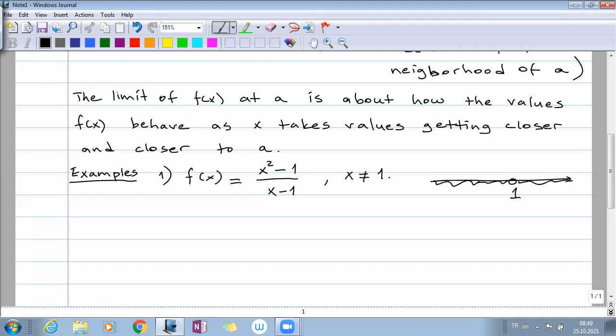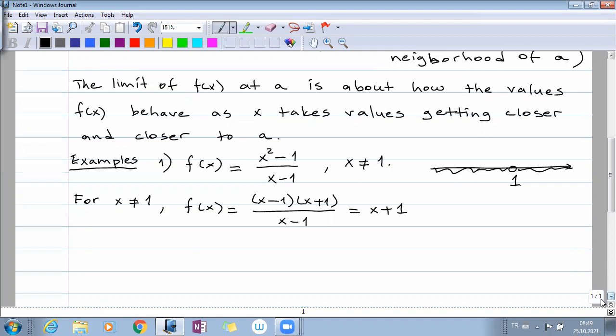Okay, so what is the limit? For x different from 1, if you consider the values of x in the domain of f, we can write the function with the numerator factored as x minus 1 times x plus 1. So as long as x is not equal to 1, we can simplify the factor x minus 1 and say that f is equal to x plus 1. But this is only for x different from 1. 1 is not in the domain.